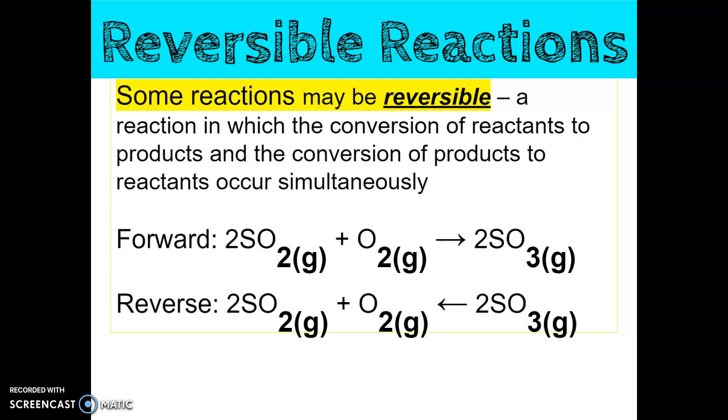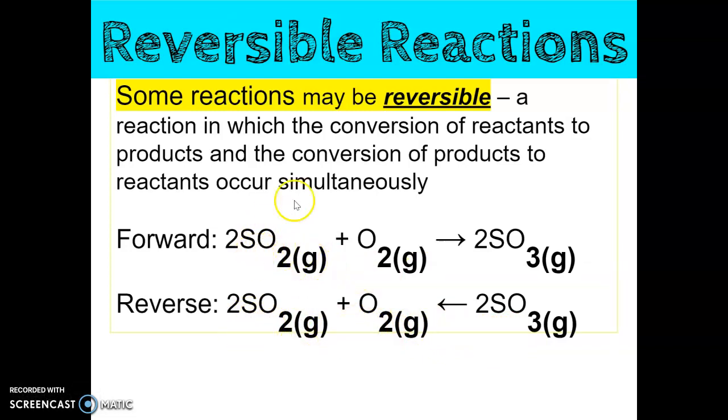So this is where the conversion of reactants to products and the conversion of products to reactants occur simultaneously. So in this example, a forward reaction, here we've got some sulfur dioxide and oxygen gas, is going to produce some sulfur trioxide. So we've got SO2 plus O2 is going to give us SO3. But then the reverse can also be happening at the same time. So while the SO2 and the oxygen are coming together to form SO3, at the same time, some of those SO3 molecules are breaking down and decomposing back into SO2 and O2.